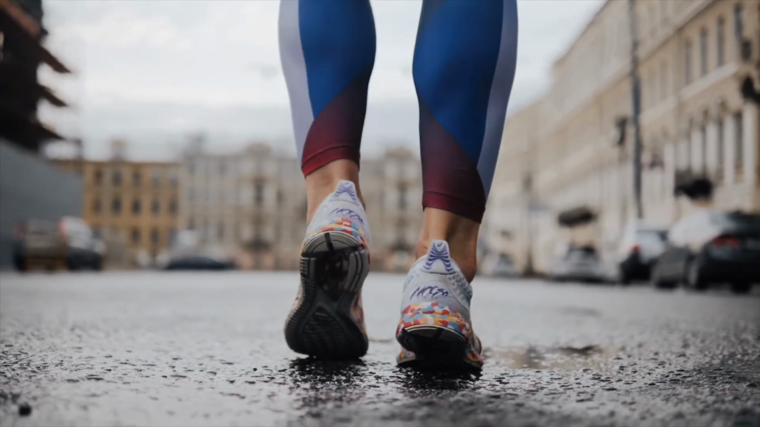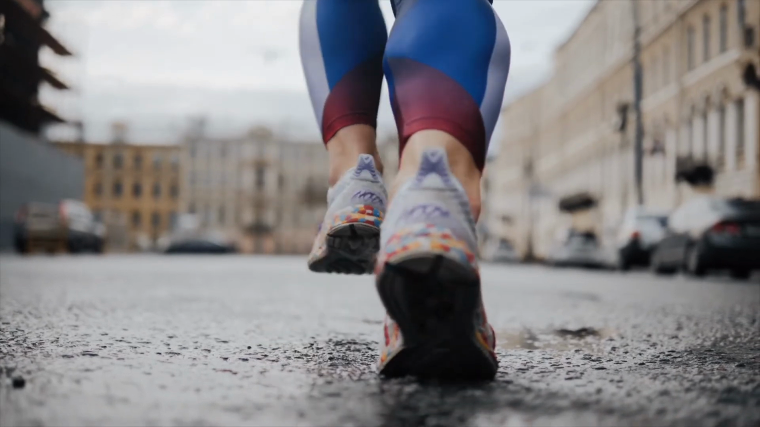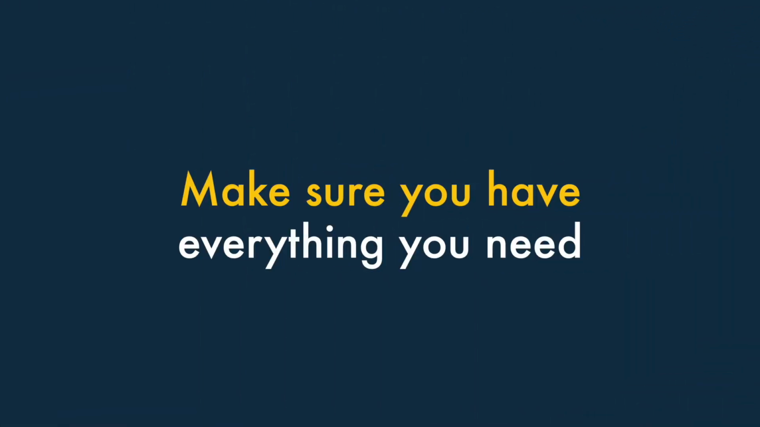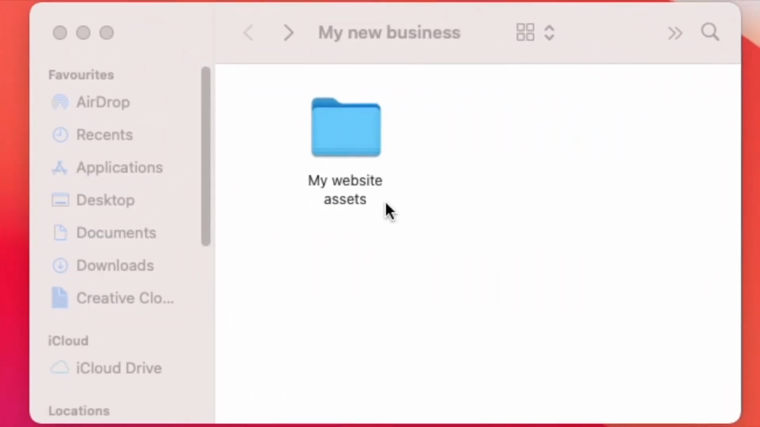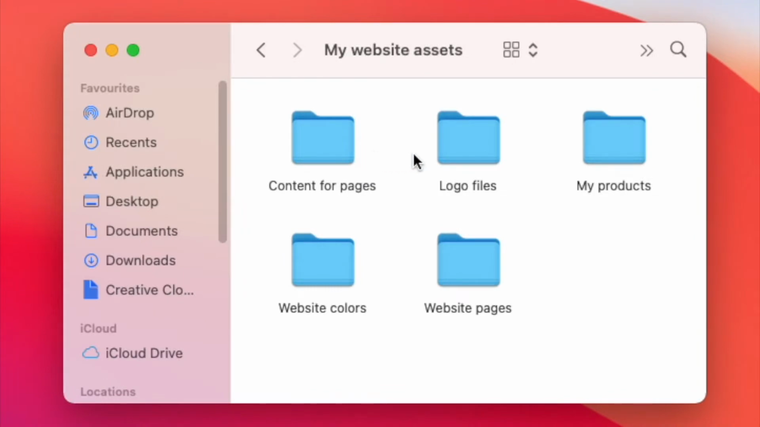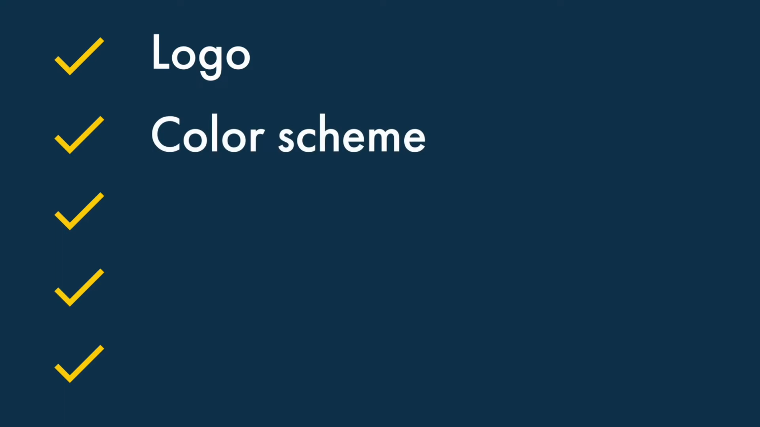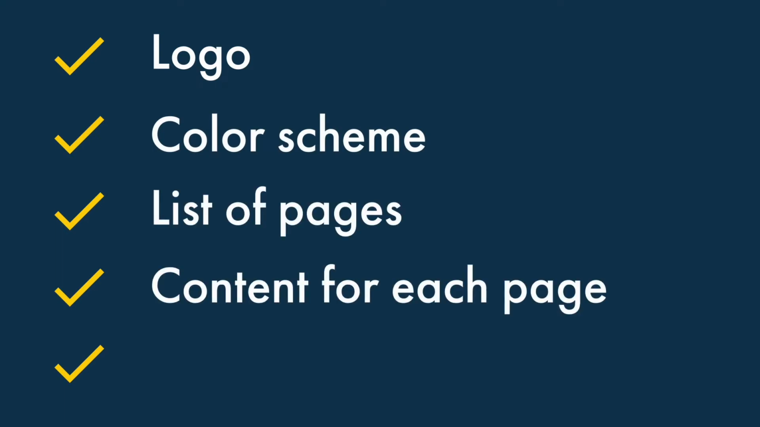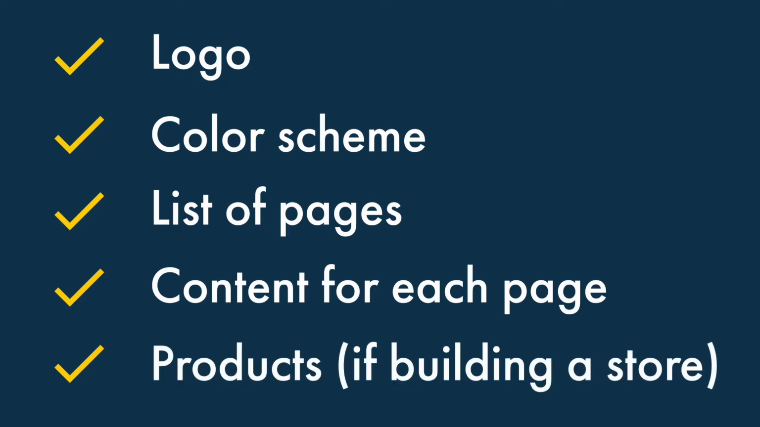Right, let's start building our Squarespace site. The first step involves getting everything ready. 1. Make sure you have everything you need for your website. Before building your Squarespace site, it's a good idea to have everything you need for it ready. This will speed up the process and give you a better looking result. The key things you'll usually need are a logo, a color scheme, a list of site pages, content for each page, and, if you're building an online store, any necessary product details.